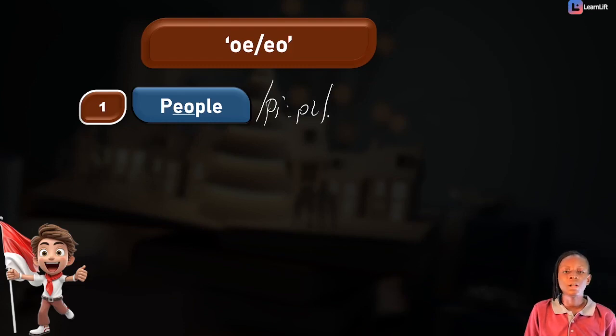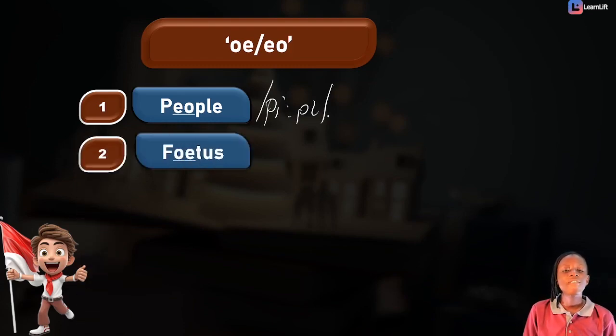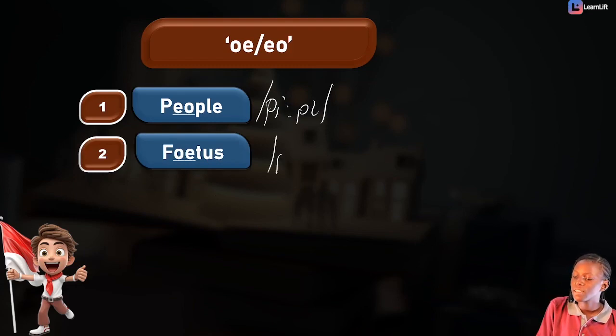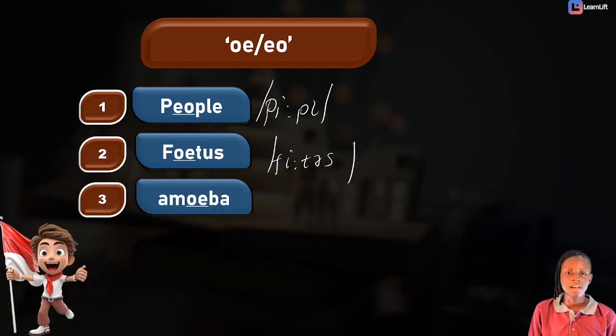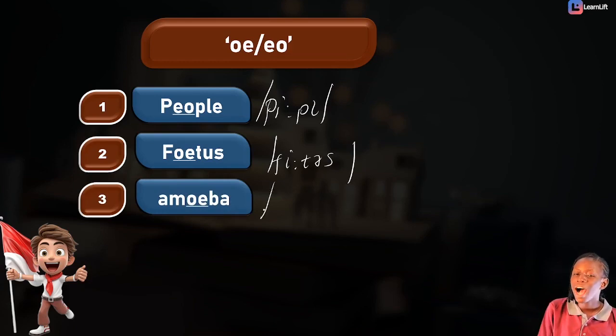Next, we have our features. Now features is transcribed as these. Next, I have my amoeba. Now my amoeba is transcribed as these. Okay, my amoeba is transcribed as these.